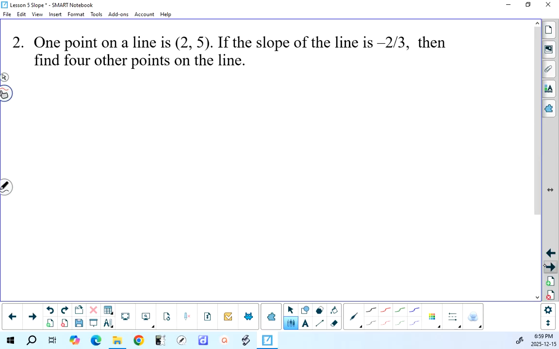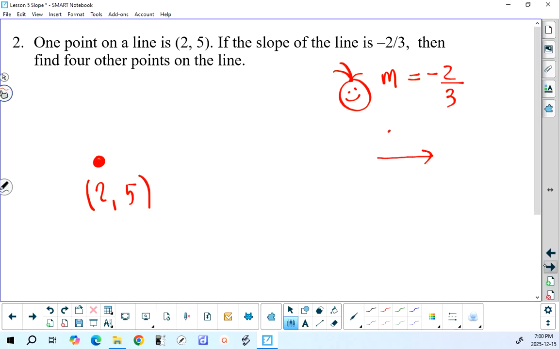Number 2, one point on a line is at 2, 5, and the slope is negative 2/3. What are 4 other points? So I'm just going to pull out a point here and call it 2, 5. Over here, I'm going to put what I'm thinking when I see a slope of negative 2/3. What that means is I go to the right 3 units because the run is 3, and then from there I go 2 units down.